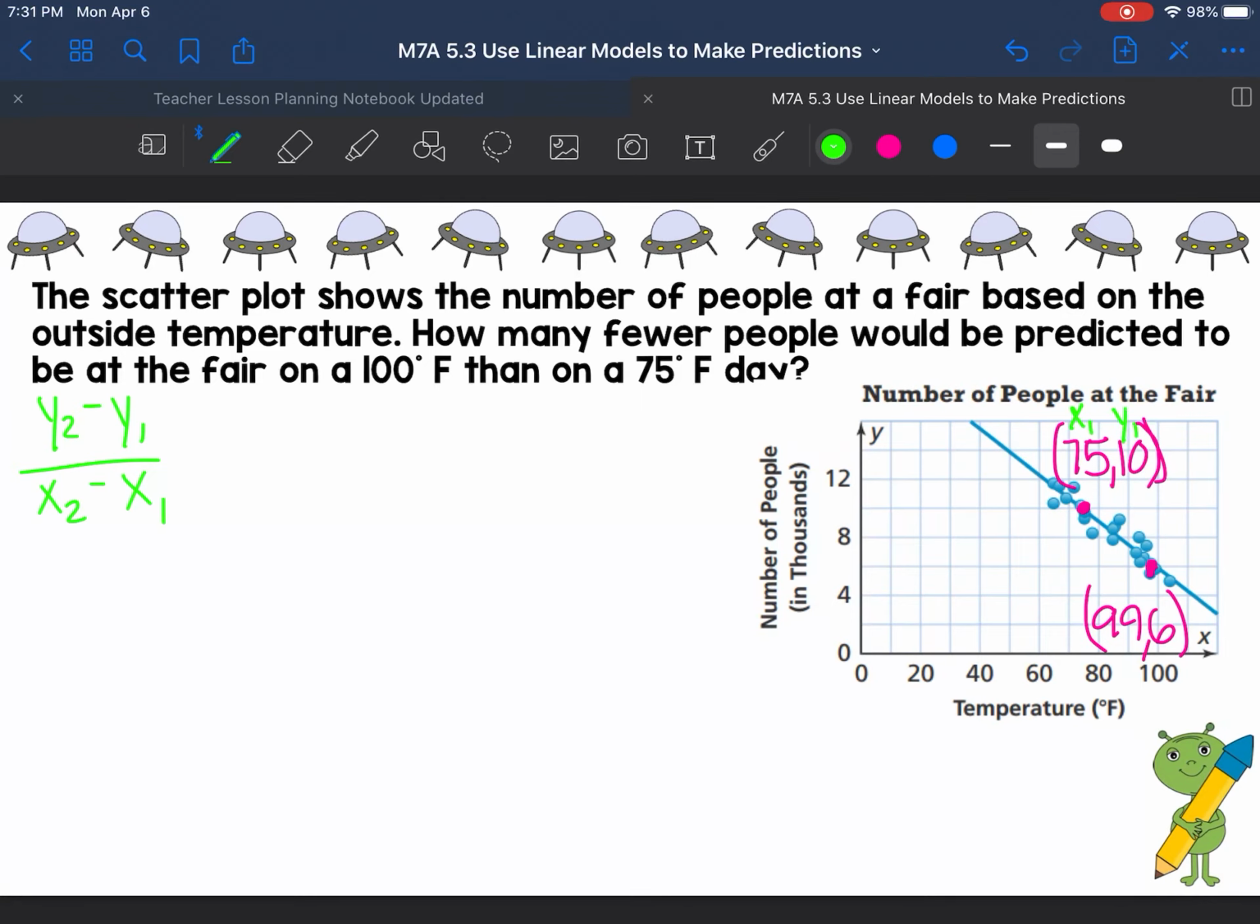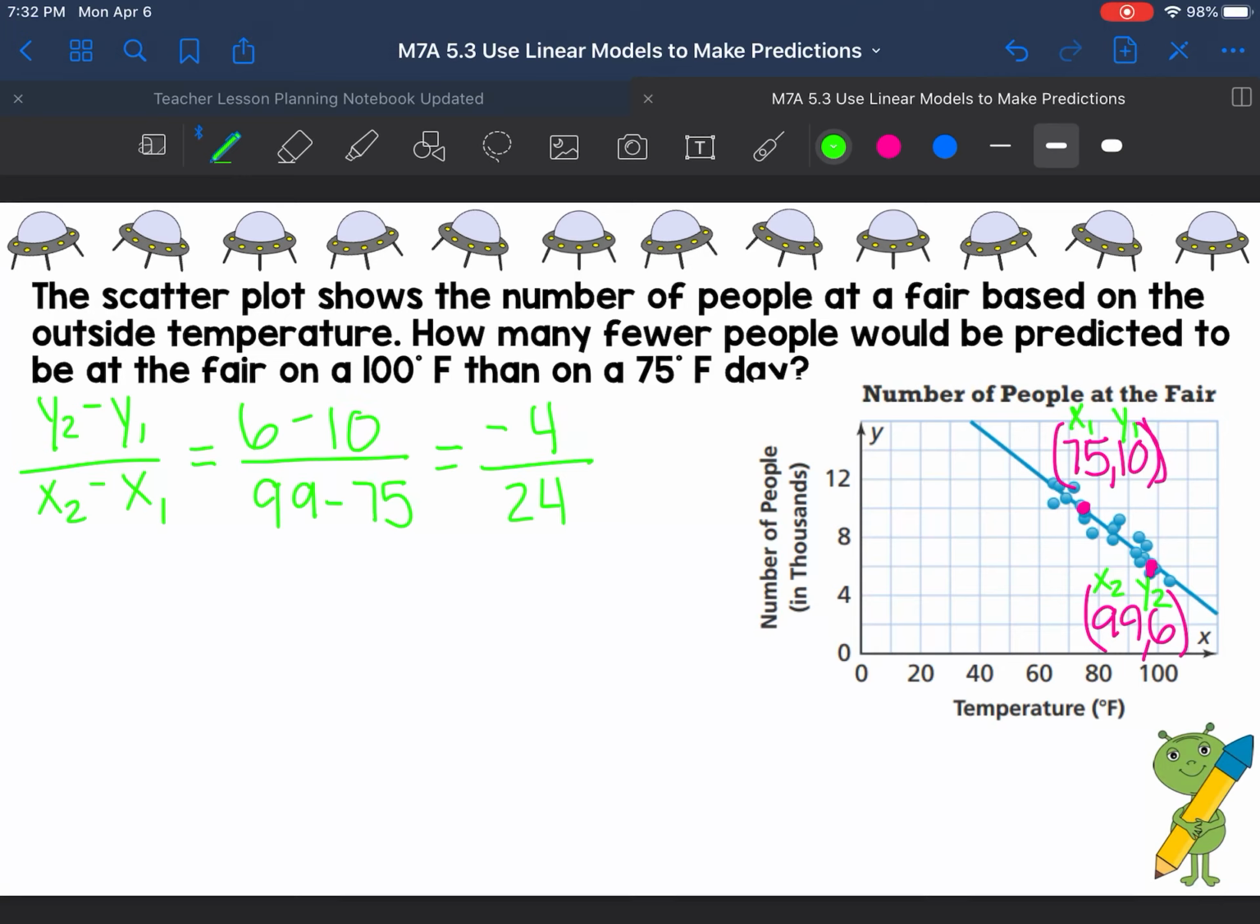So let's label. We're going to make these my 1s, and we'll make these my 2s. I'm getting really good at making sure my y's look like y's and not x's. Y'all yelled at me so much. So that would be 6 minus 10 over 99 minus 75. 6 minus 10, that's a small number minus a big number, so that is actually going to give me negative 4. 99 minus 75 gives me 24.